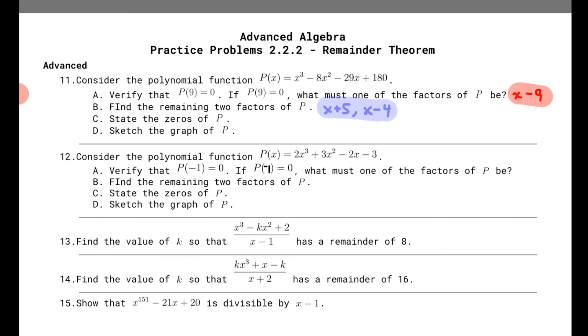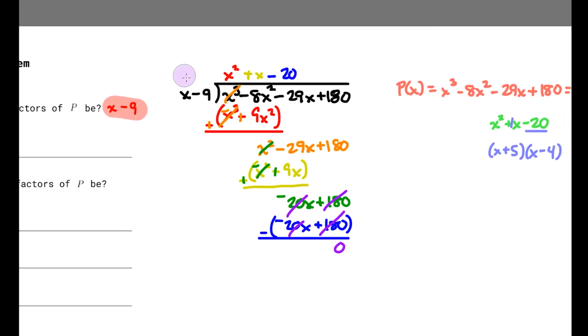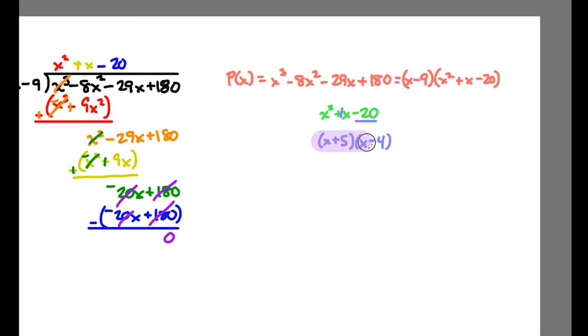There's the answer for part A. Okay. Hopefully you're following along with this. Basically what I did is I divided out that x minus 9, and I got this right here, and then that factors as well. So you end up with finding the other two factors. So you end up with 3 factors overall, the x minus 9, and then these two right here for that p of x.